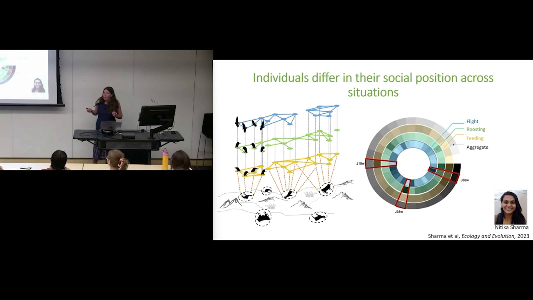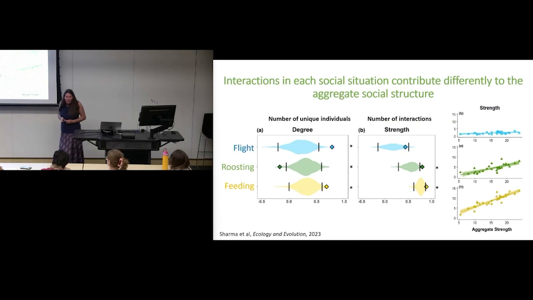So for example, again, every wedge is an individual, every ring is a different situation. For example, this J36 is highly ranked in the roosting, so it is very interactive in roosting, but not so much in flying or in feeding. Similarly, J15 is very interactive in feeding, but not in the other situations. So individuals differ in their social position across situations. And we found that different situations contribute differently to the aggregate structure.